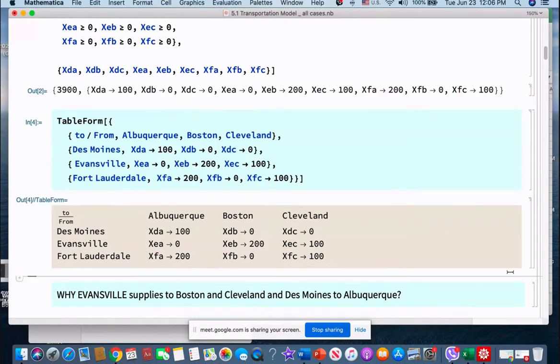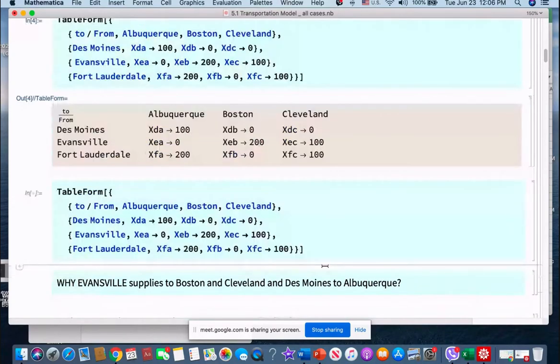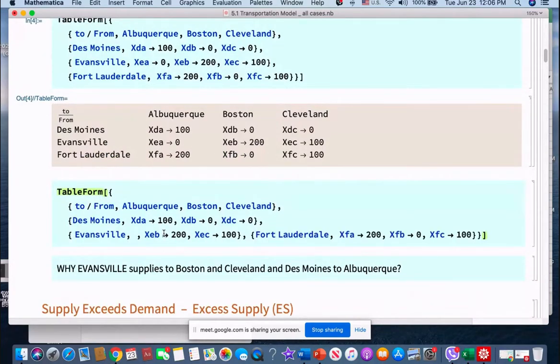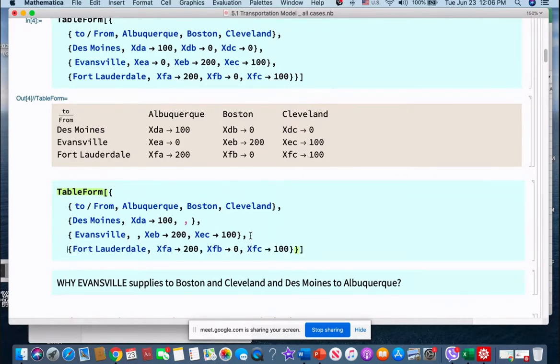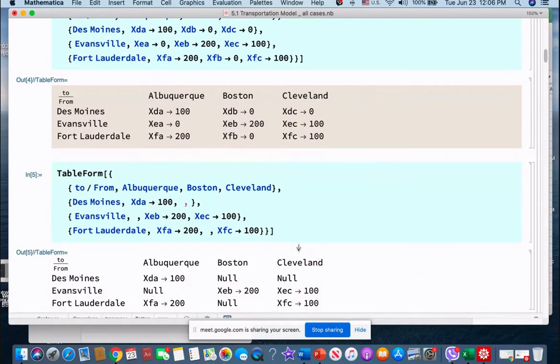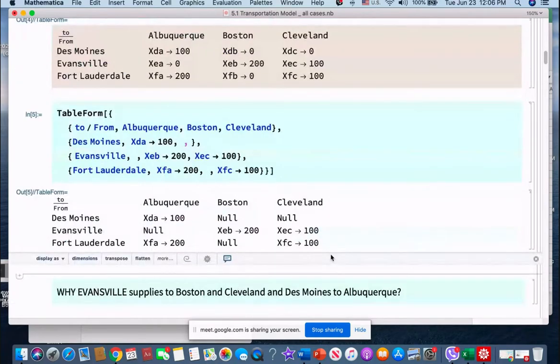I take it and I do it again. If I don't want to have anything here, I leave that space empty between these two commas. I do it again. And whenever I don't have anything, it gives me null. And whenever I have a shipment, I have a shipment.